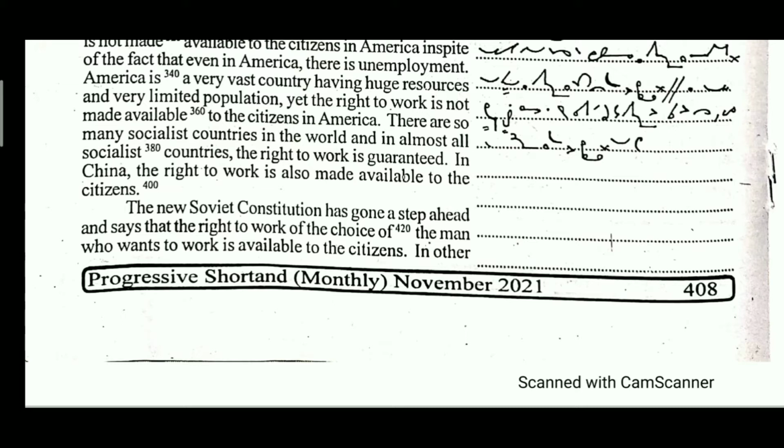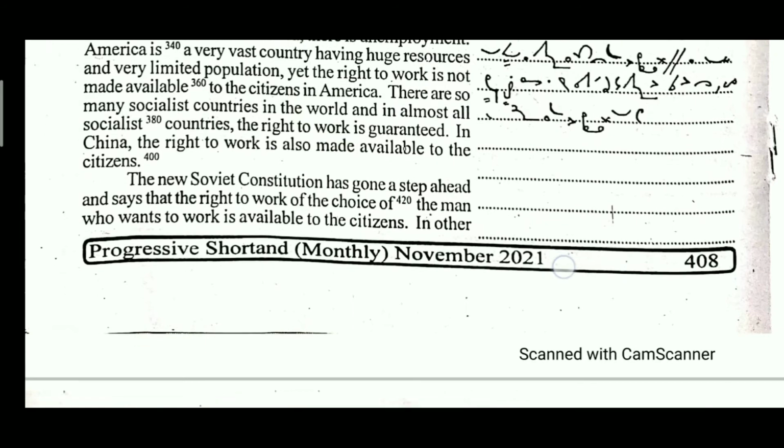There are so many socialist countries in the world, and in almost all socialist countries the right to work is guaranteed. In China, the right to work is also made available to the citizens. The new Soviet Constitution has gone a step ahead and says that the right to work of the choice of the man who wants to work is available to the citizens.